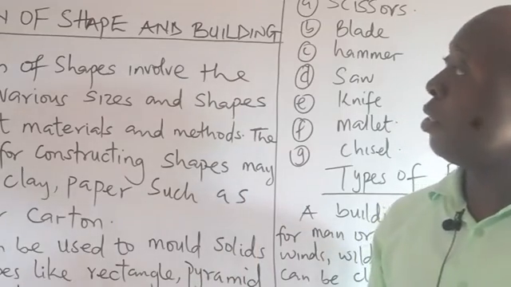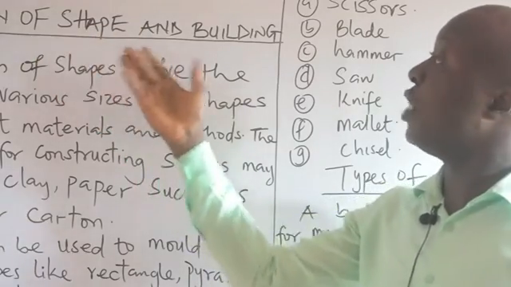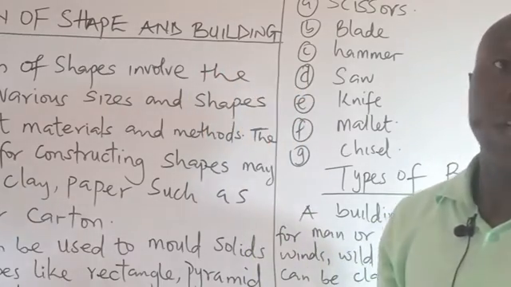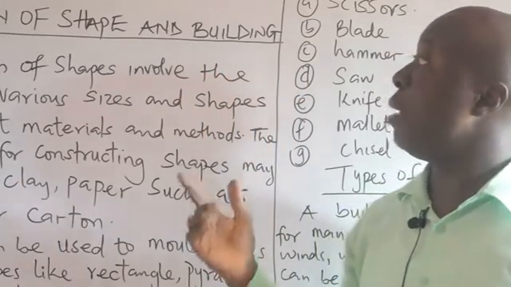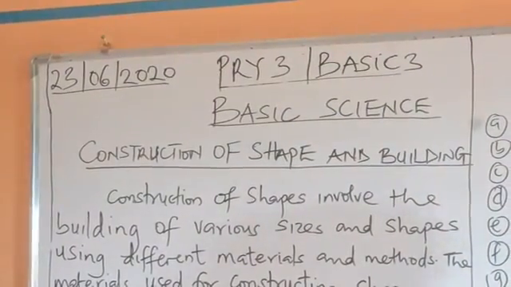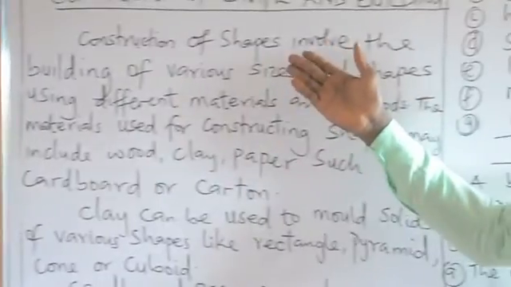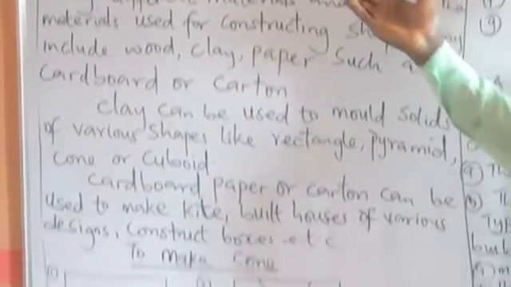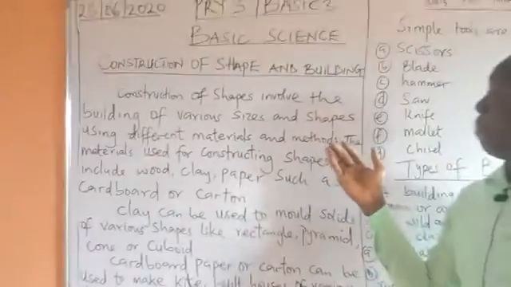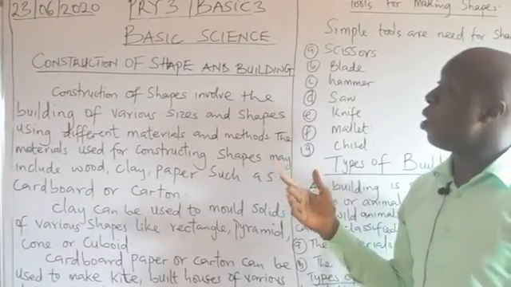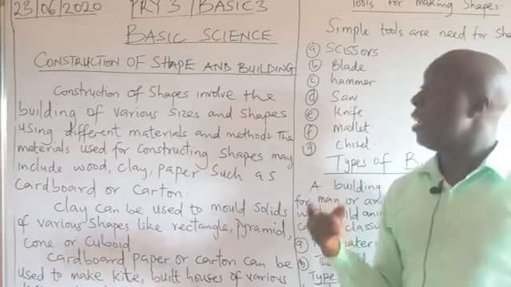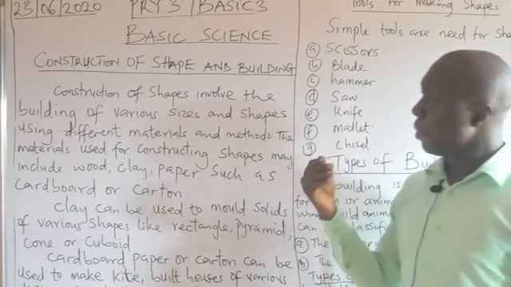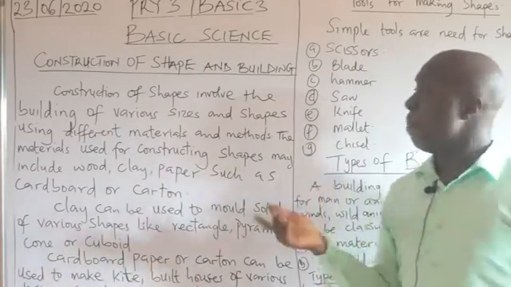The topic that we'll be treating this morning is construction of shapes and building, or creating of different types of shapes and building. Construction of shapes involves the building of various sizes and shapes using different materials and methods. That is, if you want to construct a shape, you can use different materials and different methods.